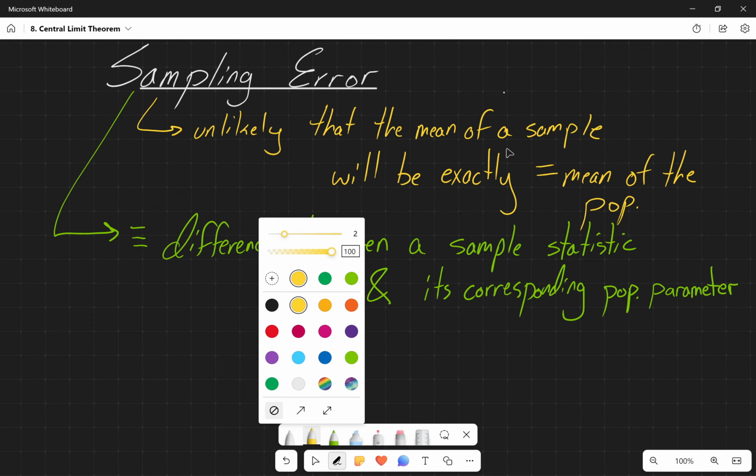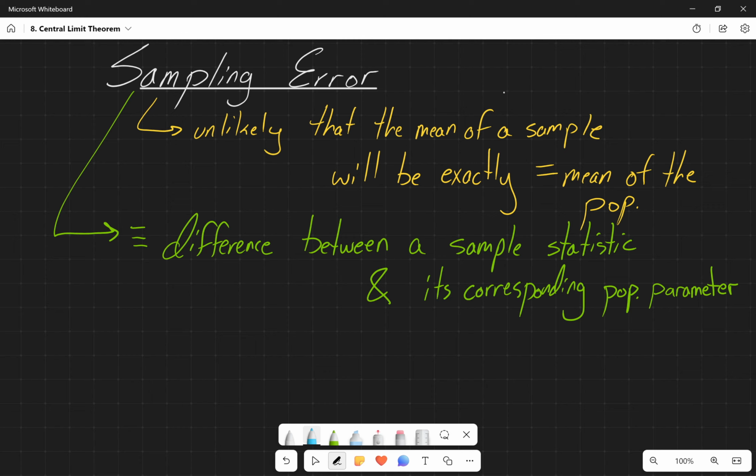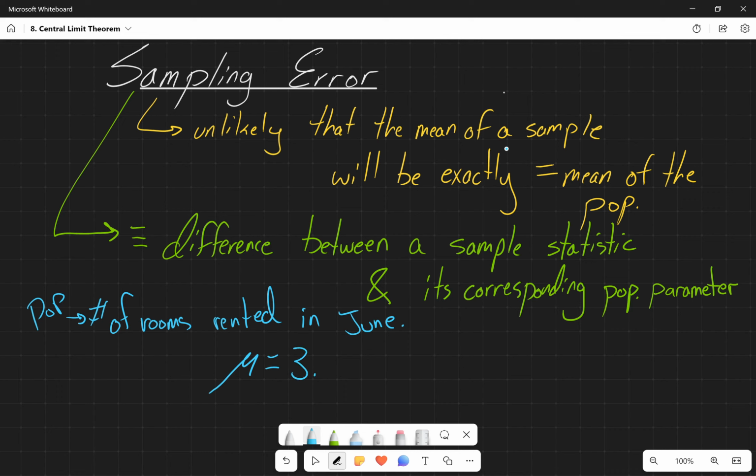And so an example that we have is talking about the Foxtrot Inn's number of rooms rented in June. And so this is the population, right? And so this is one of those situations where we can actually figure out the mean of the population, which we always represent as mu. And we're told that it's 3.13.